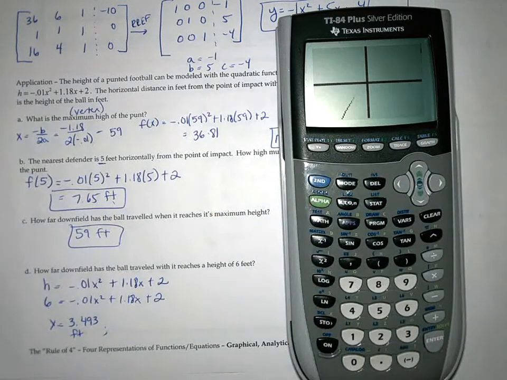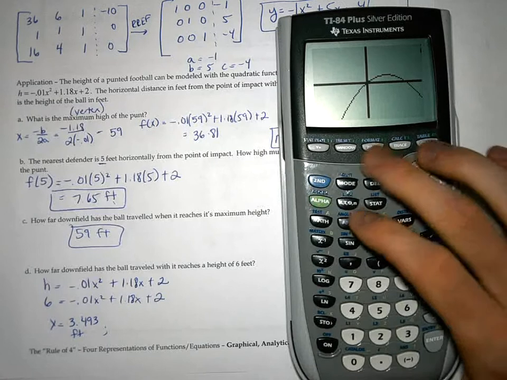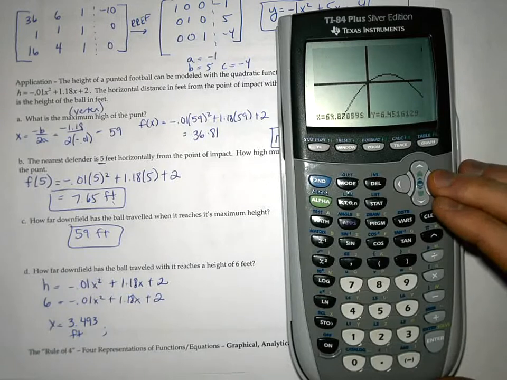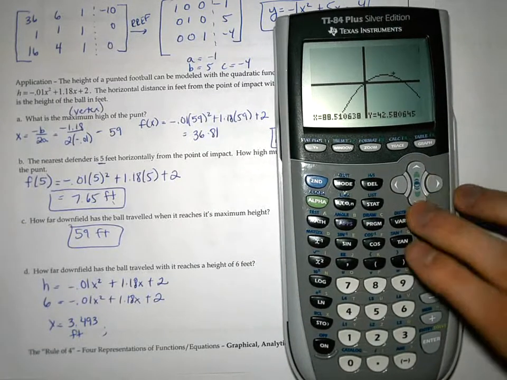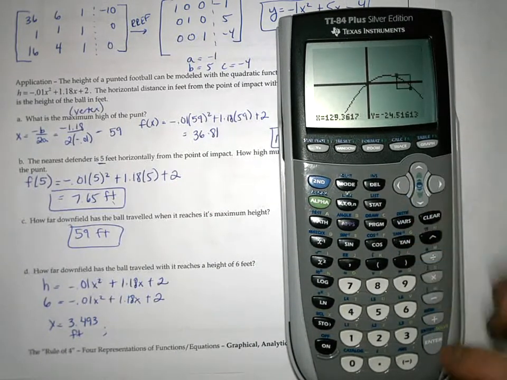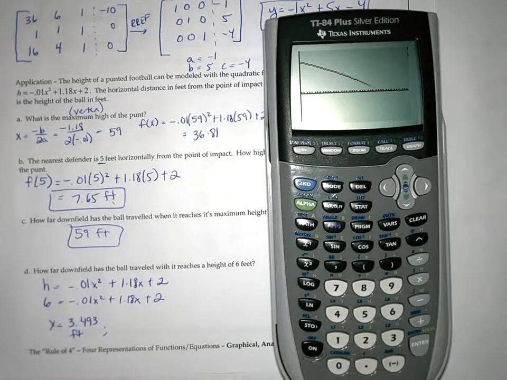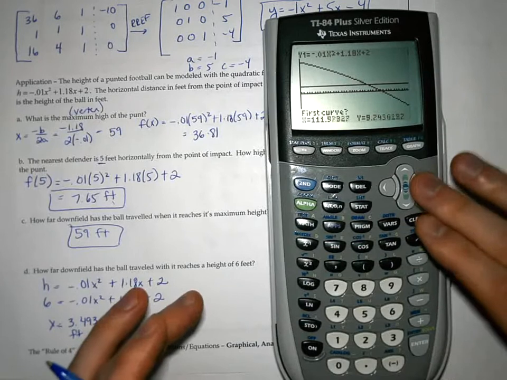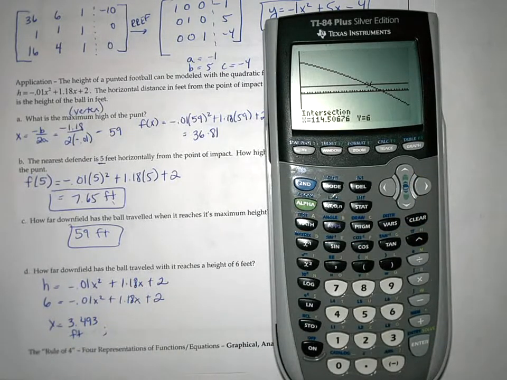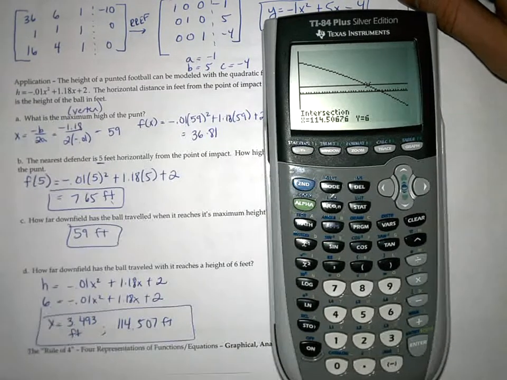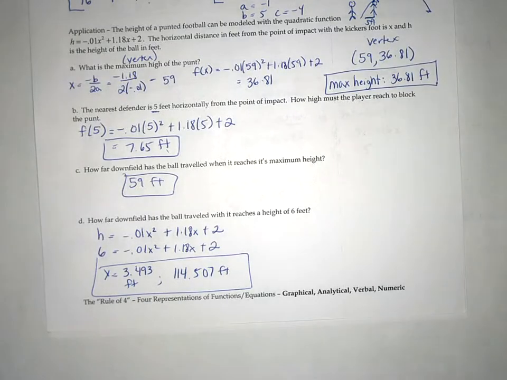So we'll zoom out a little bit, and then we'll zoom back in. Actually, let's do a zoom box. You know your zoom box? Zoom box allows you to create a box. You draw a box on your screen when you hit enter for where you want to zoom into. So there's the part that I want to zoom into. There's my line. And if I do second calc and do intersect, where do these two lines intersect? Well, it's going to be at 114.507 feet.